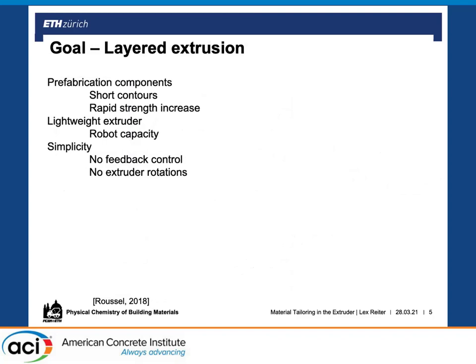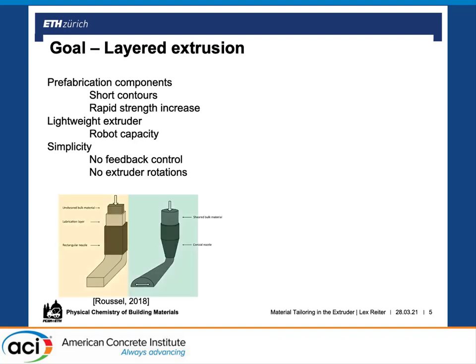Now, for the layered extrusion process, we had set out to try to prefabricate components. There, a big challenge is the short contour length, which means that vertically, we have to build the structure relatively fast. And from our robot setup, we also have the problem that we can only have a very light extruder. We also wanted to simplify our approach, so we wanted to get rid of the need for feedback control for the material placing, and we didn't want any extruder rotations. For that reason, we opted for this option in the green.